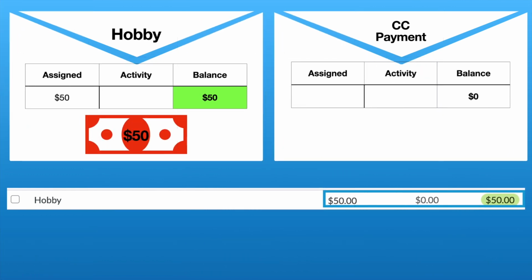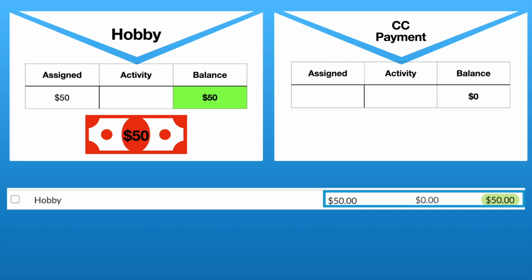And the first thing we're going to look at is using your credit card when you have fully funded your category. So what we're going to see here is our hobby envelope, and the hobby envelope has $50 assigned to it, so it's a $50 balance. And we can see I've put $50 cash in it. In the image at the bottom, hobby shows $50, 0 and 50 in the blue box. That is the same as if we wrote on the envelope.